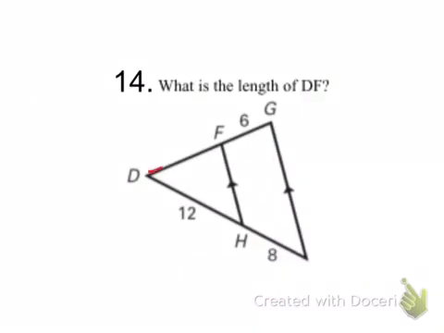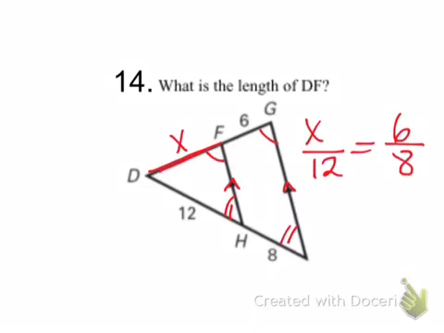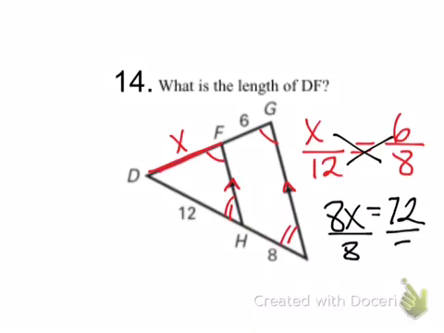What is the length of DF? Here's DF, so I can put X there. Again, I've got my parallel sides, so my triangles are going to be similar by the angle-angle theorem. So I can set up my proportions. So I could say X over 12 equals 6 over 8. And then I'm going to find my cross products. That multiplies to give me 8X. That multiplies to give me 72. To solve for X, I need to use the division property of equality. So I'm going to divide both sides by 8. So X, or DF, is going to equal 9.